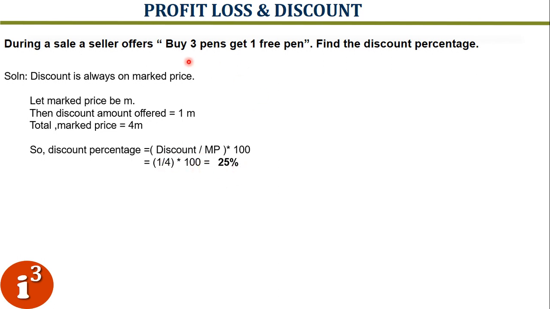Many students do this as 1 by 3 and they get it wrong. Why not 3? Because the seller is actually giving you 4 pens, so the entire total marked price will be of 4, and the free pen is 1 marked price, so the discount will be 1 marked price. So 1 by 4 into 100 is 25%. Remember this: discount percentage is equal to free items by total items into 100. What was the free item? 1. Total, how many items the shopkeeper gave? 4. So 1 by 4 into 100 is 25%.